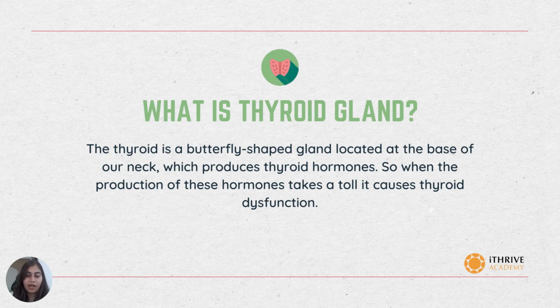So, what is a thyroid gland? The thyroid is a butterfly shaped gland located at the base of our neck, which produces thyroid hormones. The thyroid gland uses iodine from the food that we eat to make two thyroid hormones called T3 and T4. It stores these thyroid hormones and releases them as our body needs them. So, when the production of these hormones takes a toll, it's called thyroid dysfunction or thyroid diseases.